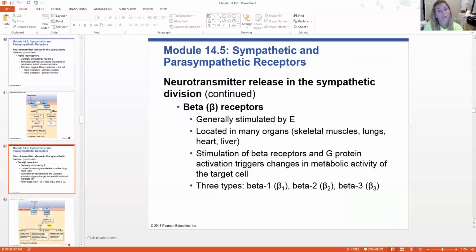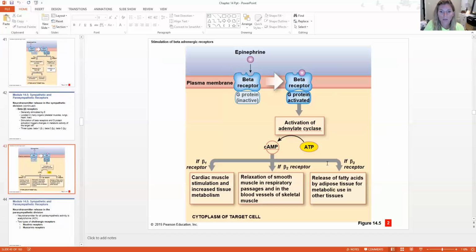So beta receptors are generally stimulated by epinephrine. They're located in many organs like skeletal muscles, lungs, heart, and liver. Stimulating the beta receptors, a G protein is going to trigger metabolic activity in the target cell. And there's 3 types of beta receptors, beta 1, beta 2, beta 3. Here you see what I mean.